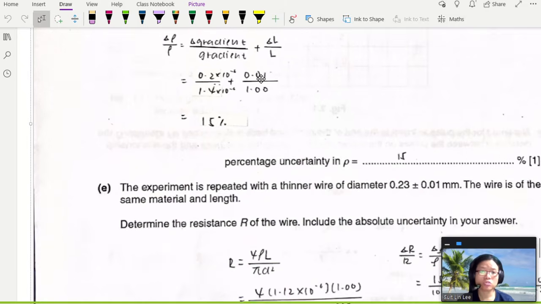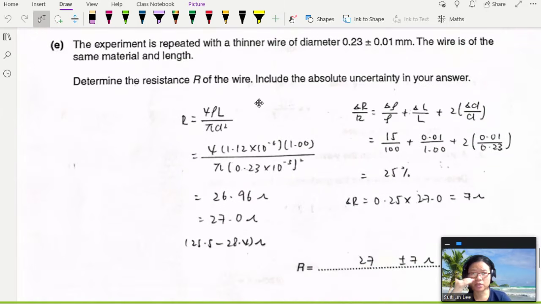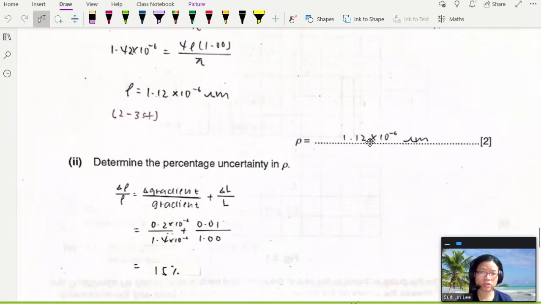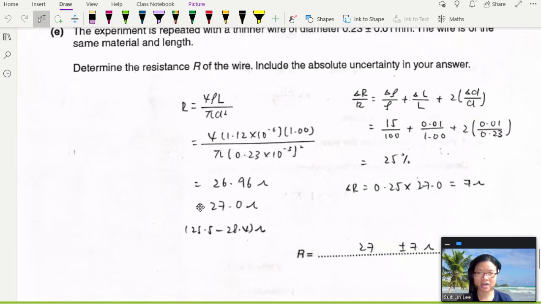Okay, so next one. The experiment is repeated with a thinner wire. Okay, a different diameter, and the wire is the same material and length. So we're going to repeat the calculation all over again. We already have resistivity calculated here, 1.12 times 10 to the power negative 6. So you can plug inside. Okay, same length, 1 meter. Got diameter, put inside. You can find R. R is around 27. Okay, so we determined the resistance R already.